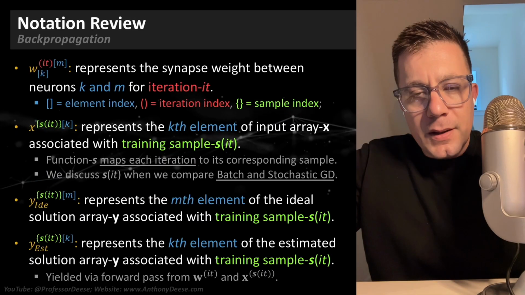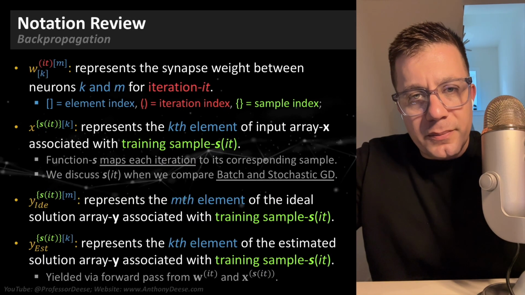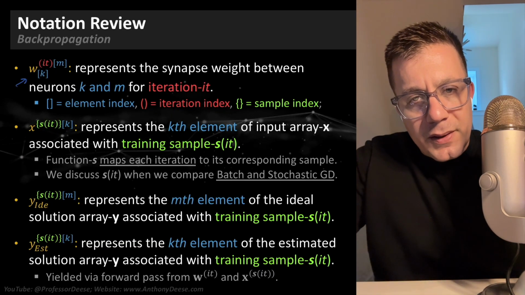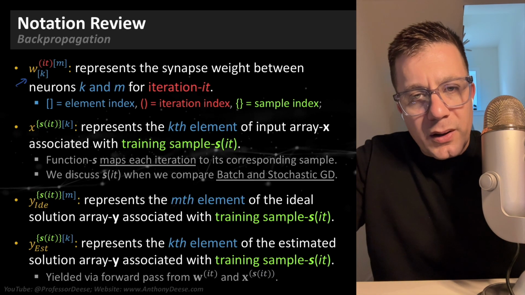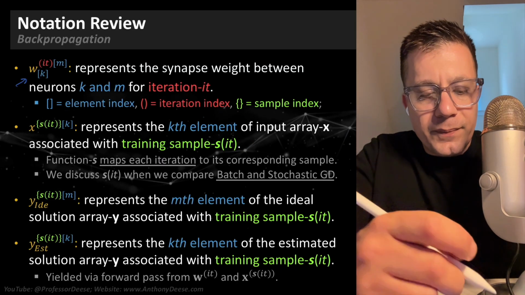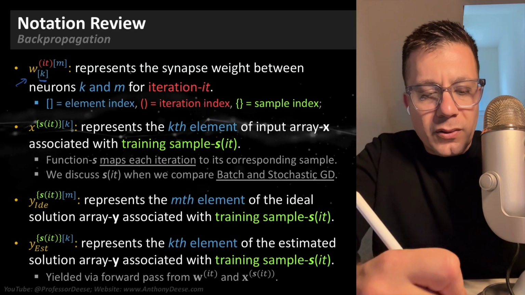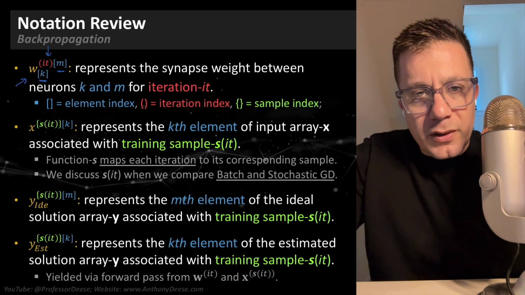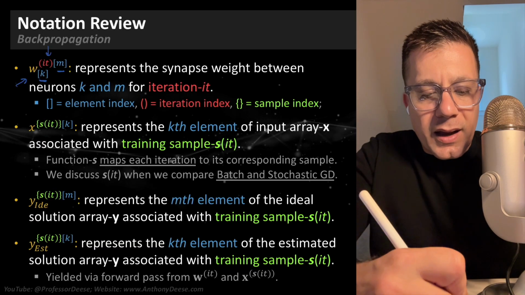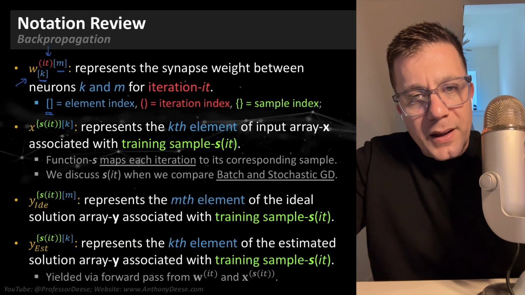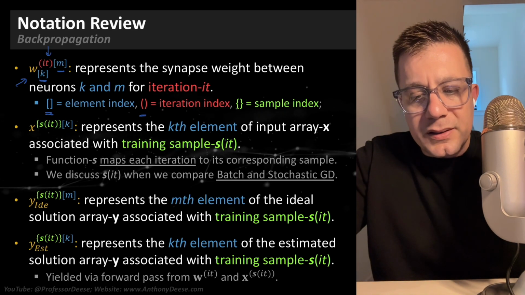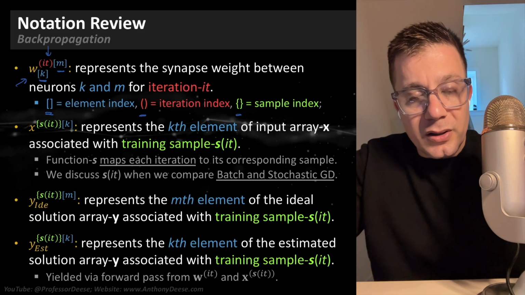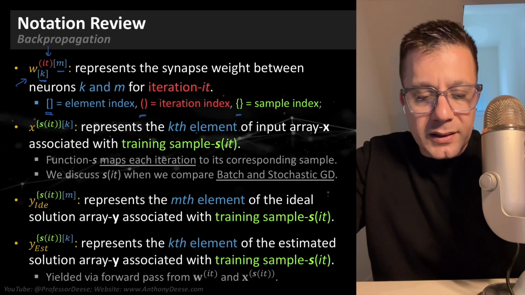So let's take a quick break to discuss notation, because this is the notation I'll be using in this as well as several upcoming modules. This symbol represents the synapse weight between neurons K and M for iteration IT. The bracketed subscript is the origination neuron K, the bracketed superscript is the destination neuron M, and the parentheses superscript is the iteration number. For this entire slide, the blue brackets represent the element indices, the red parentheses represent the iteration indices, and the green curly brackets represent the sample indices. Now this notation carries forward, it's just that the colors are specific to this slide.